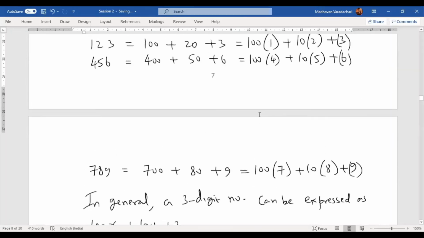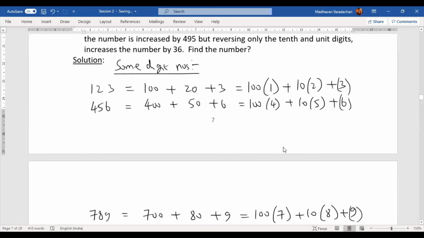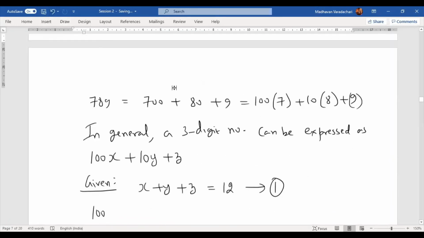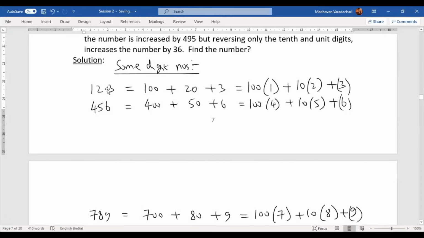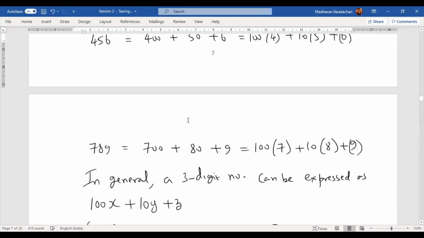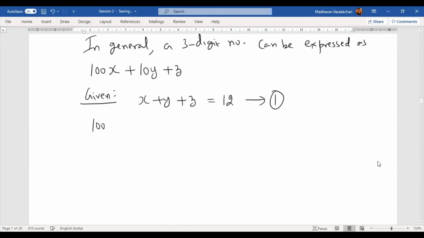Given digits are reversed means 100. How do you understand digits are reversed? If you consider the reverse of this, it is 321. 321 means z comes first, then comes y, then comes x. So I will have to write it like that: 100z plus 10y plus x. What is this? This is the reversed number of this. If I have to write it in reverse, I will write z first, then y, then x. That is what I wrote.